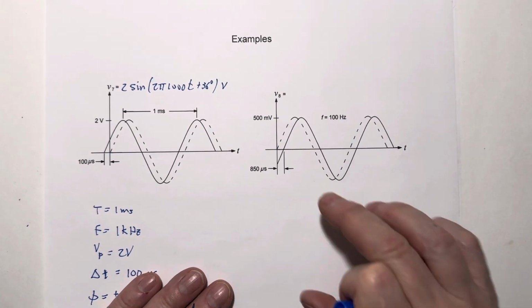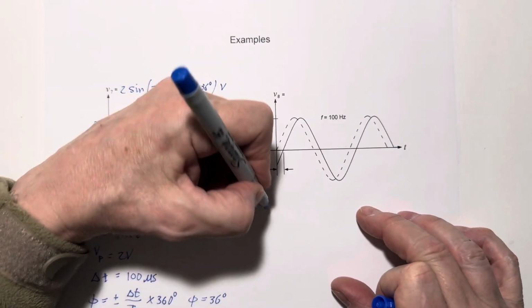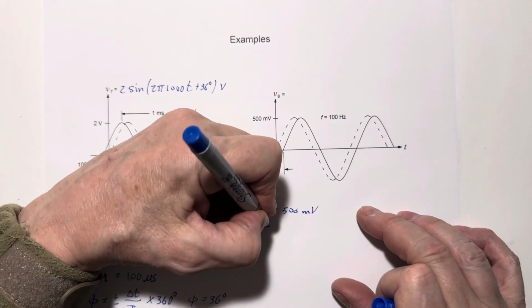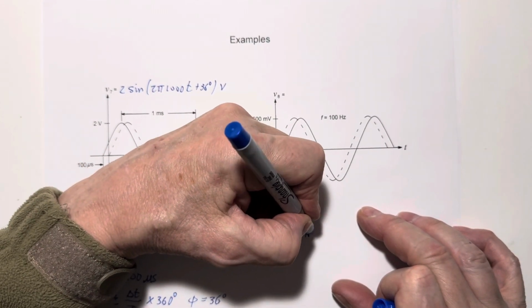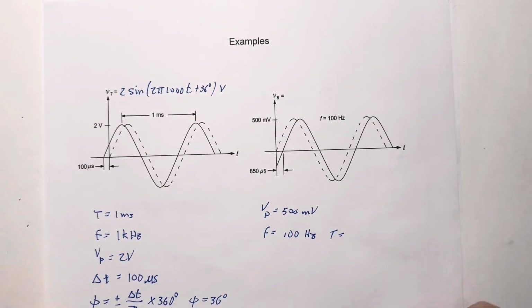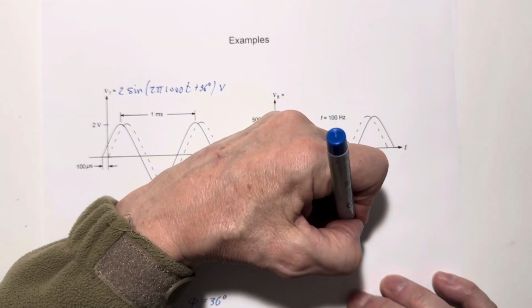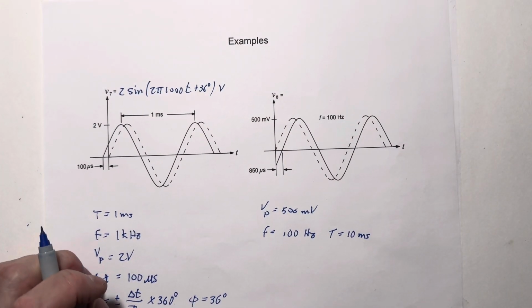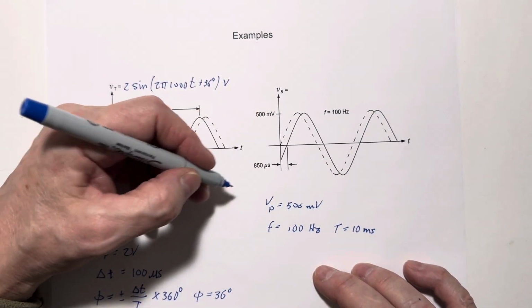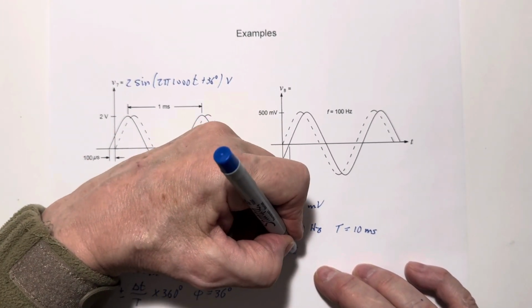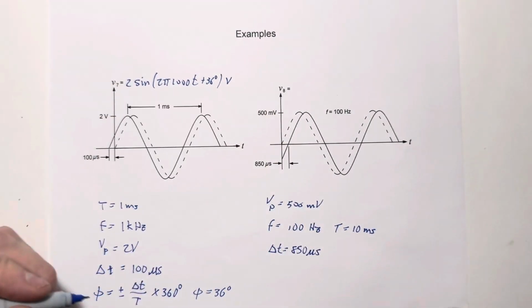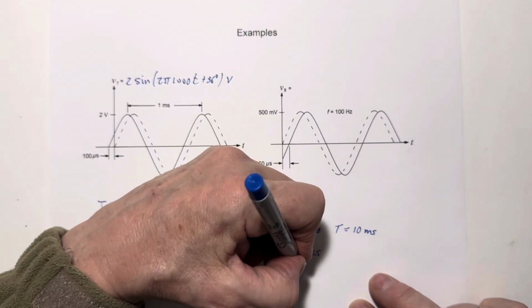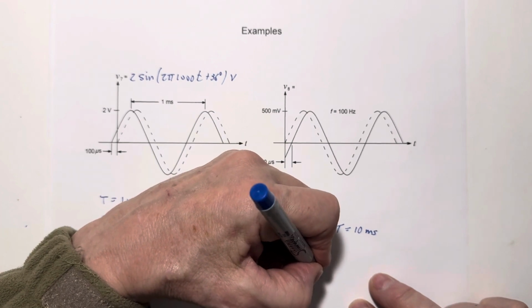Okay, the next waveform, well, let's do the easy stuff. VP is 500 millivolts. F equals 100 hertz. So T is 1 over F, that would be 10 milliseconds, right? 1 over 100 hertz is 10 milliseconds. And our delta T is 850 microseconds.